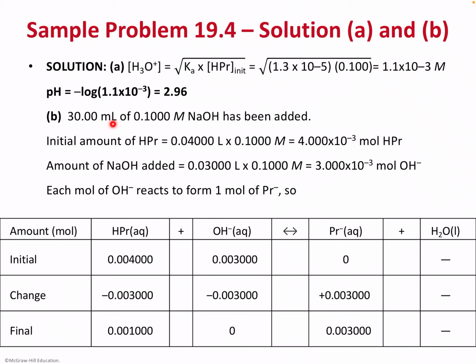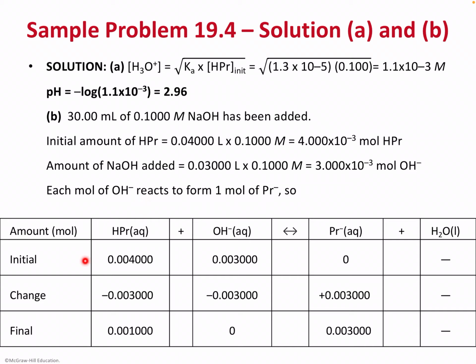And when you add 30 milliliters of 0.1 molar sodium hydroxide, first we need to find out the initial amount of acid, which is again the volume times the molarity. Volume we added 40 milliliters, 0.04 liters, times the molarity 0.1, so number of moles. Now we added 30 milliliters sodium hydroxide, so we want to find out the amount of sodium hydroxide added, 0.03 times 0.1, 3 times 10 to the negative 3. That's the number of moles of sodium hydroxide. Each mole of hydroxide reacts to form 1 mole of propionate.